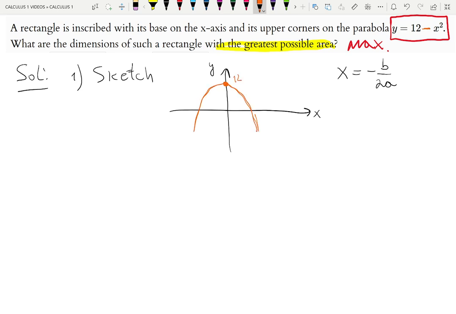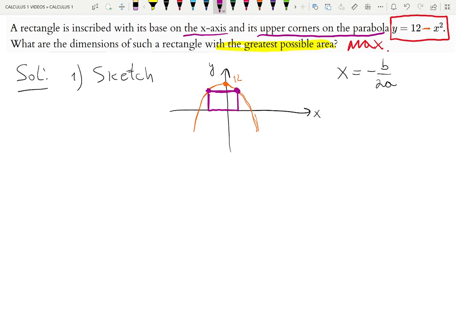So here you go. Now I want to inscribe the rectangle. It can look like this and can be massive and long, but they said that the base is actually on the x-axis. Thus, I now know that only the top is free. The upper corners are on the parabola, like so. Now I'm going down and I'm receiving this sketch of the rectangle.